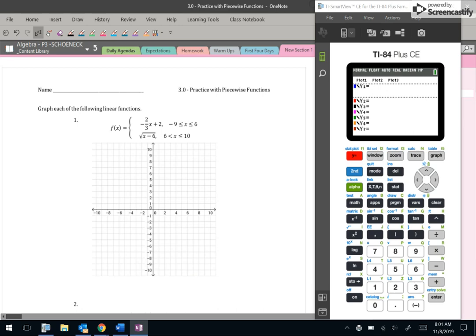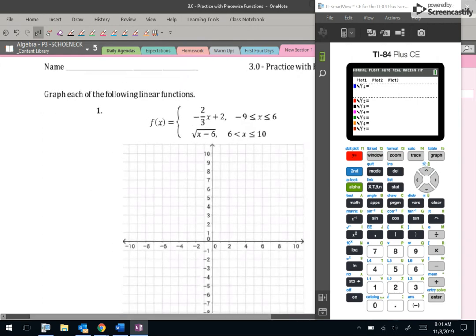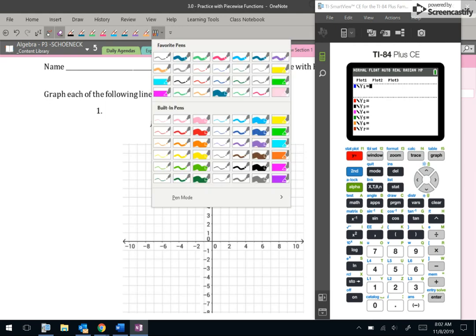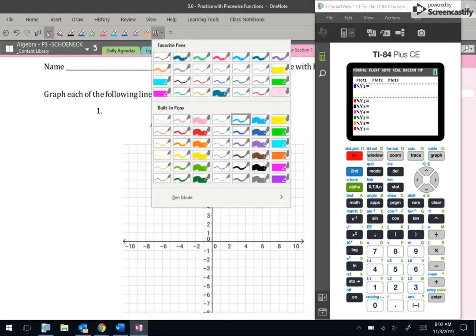All right, guys, here we are with some practice with piecewise functions, and we're just going to go through and do these problems. Pause it at any time that you need to, or just go ahead and stop it if you feel like you've got it. So the first function we've got here is f of x equals our first equation in blue, and we'll do the second equation in red.